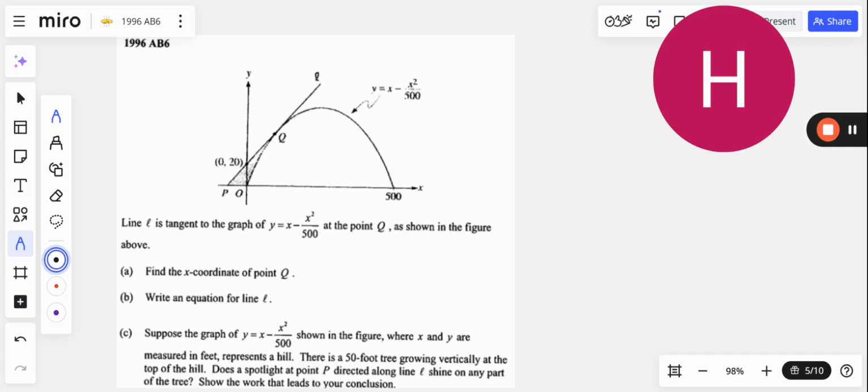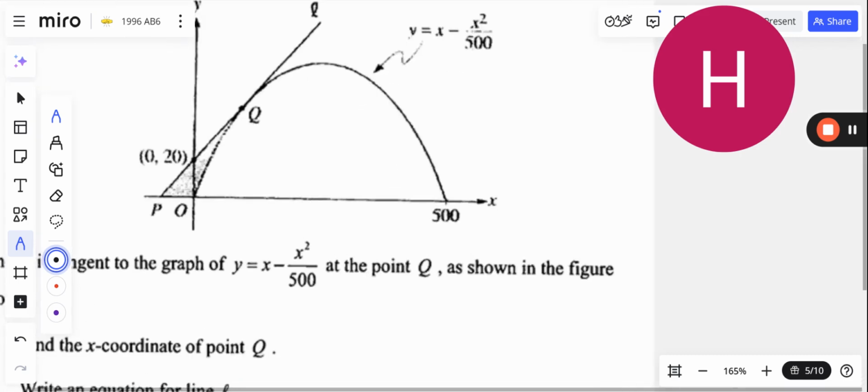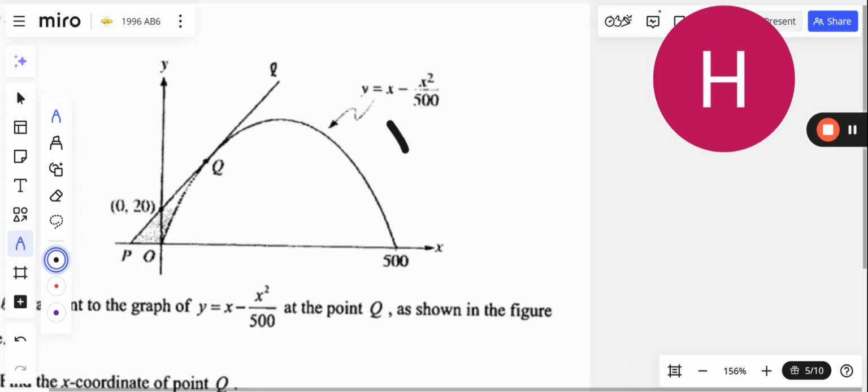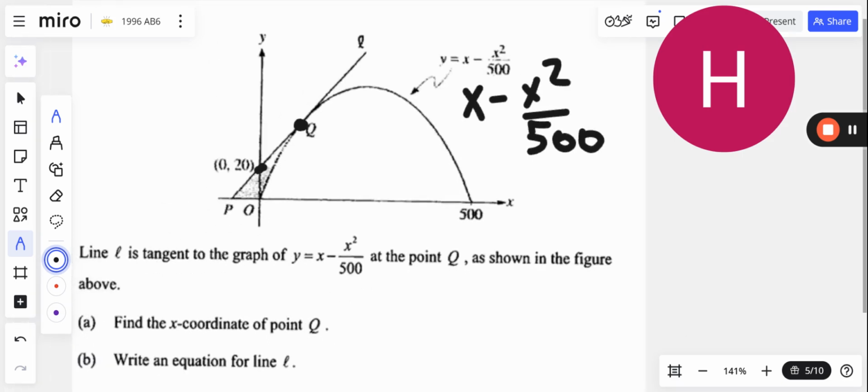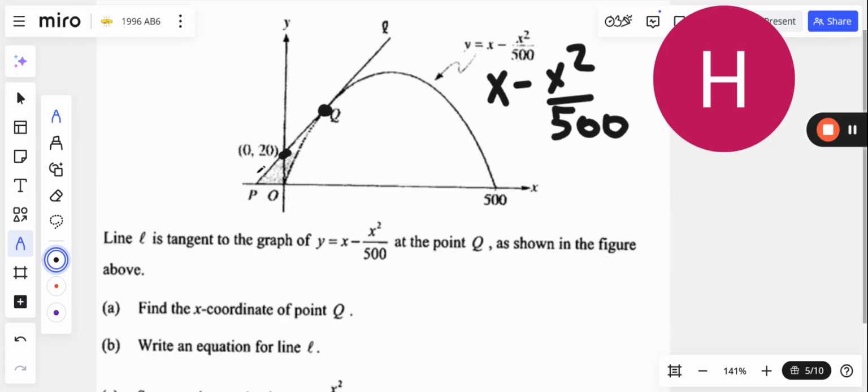Now this problem is kind of like a related rates problem, or related slopes anyways. We have this parabola. It's upside down. I don't know if you can read that. So this is x minus x squared over 500. And then we have a tangent line at some point, a specific point though. And that tangent line goes through this point, 0, 20. So that's the information we have about this tangent line. We don't have the exact slope per se. We can find the derivative, but we don't have the value of the slope exactly. We just have this point that it goes through.